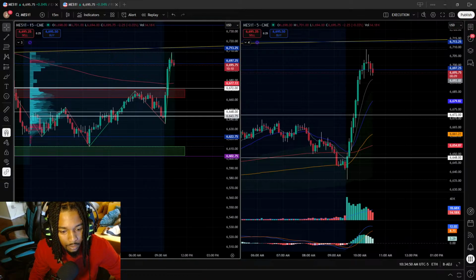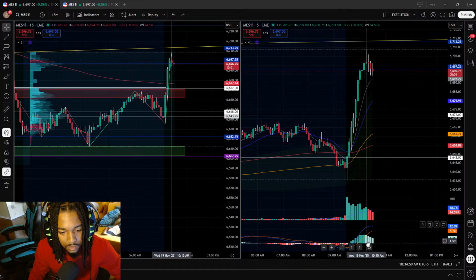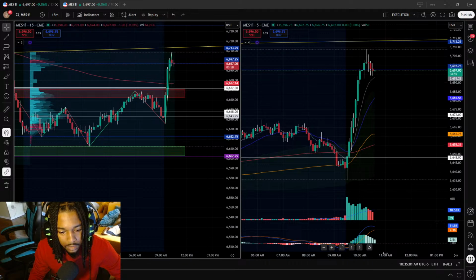$565. I'll take that. Are we finally gonna break through those lows though? Is that what we're trying to do here? You want to break the lows on the 15-minute? What you want to do, gang?